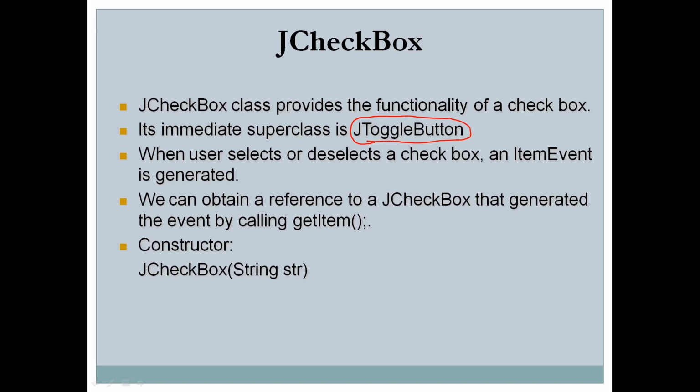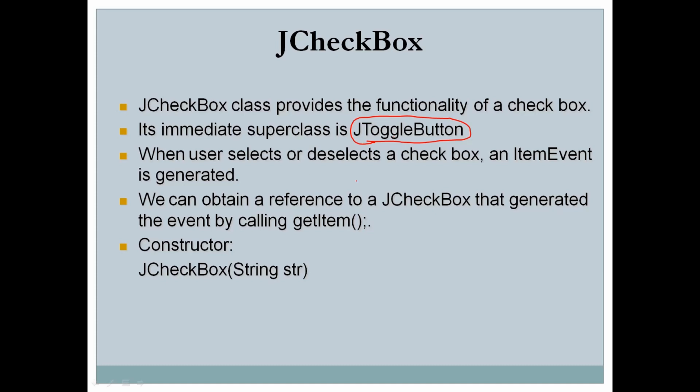If you look at the behavior of a checkbox and a toggle button, you will see some similarities. A toggle button has two states, on and off. Even in case of a checkbox, there are checked and unchecked states, which is similar to on and off. That is the reason some of the things in JCheckBox have been inherited from JToggleButton. So checkbox inherits JToggleButton.